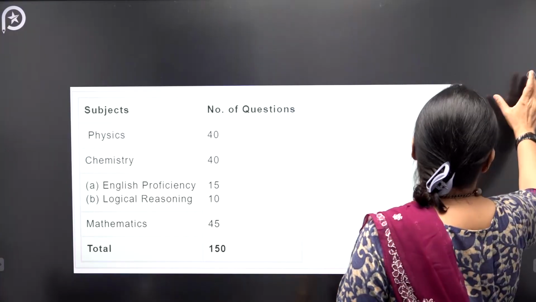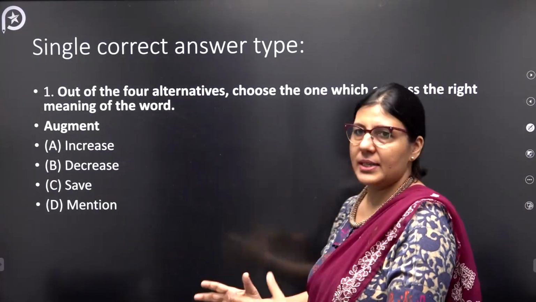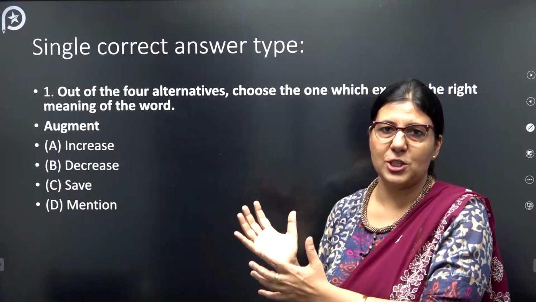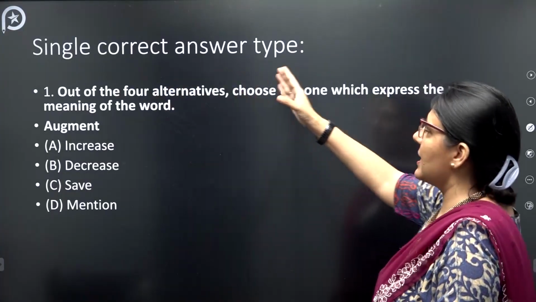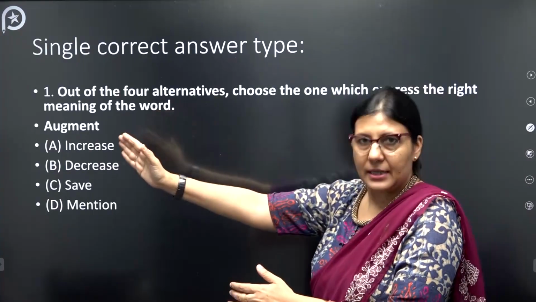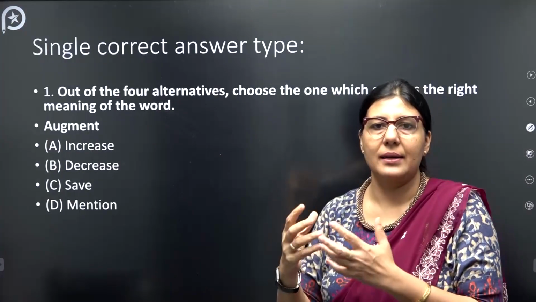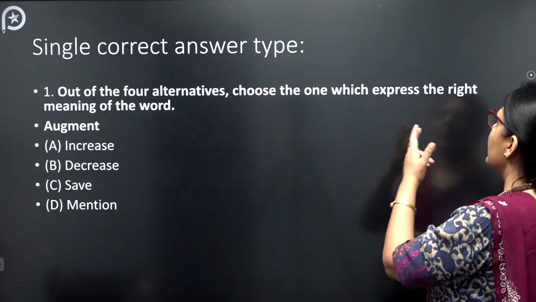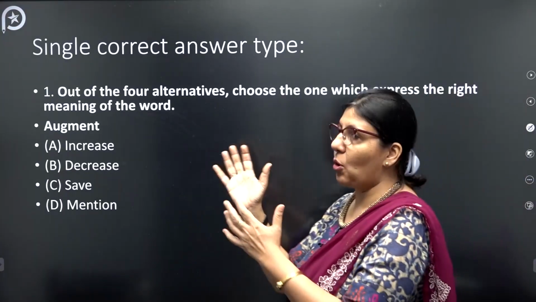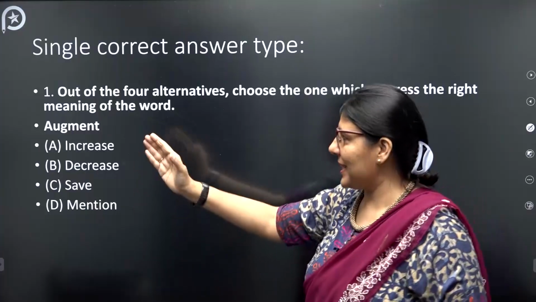So let's start. Now what we see over here is just one kind of question, single correct answer type. So let's read the question and let us start understanding how it happens. Out of the four alternatives, choose the one which expresses the right meaning of the word. So the word is augment.